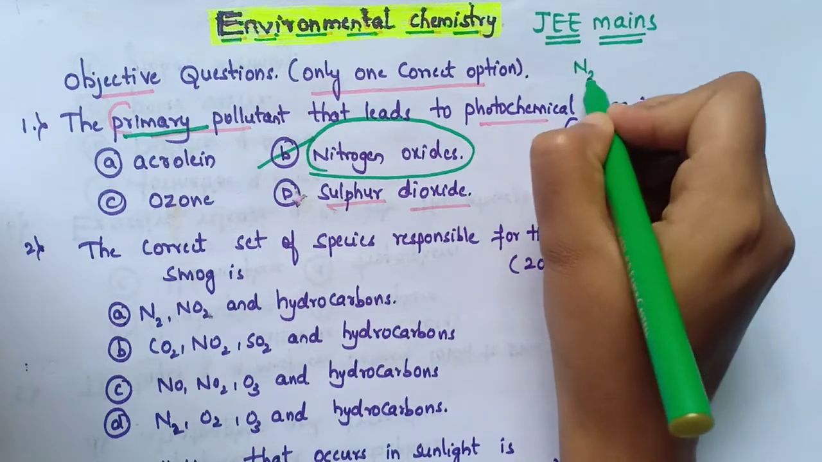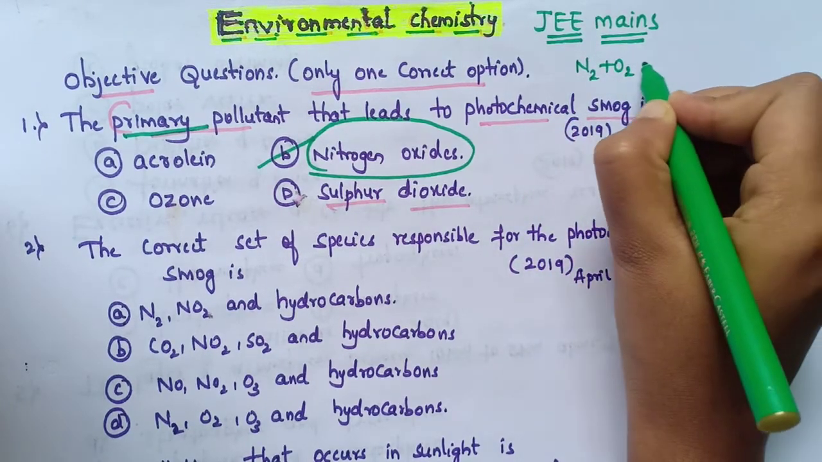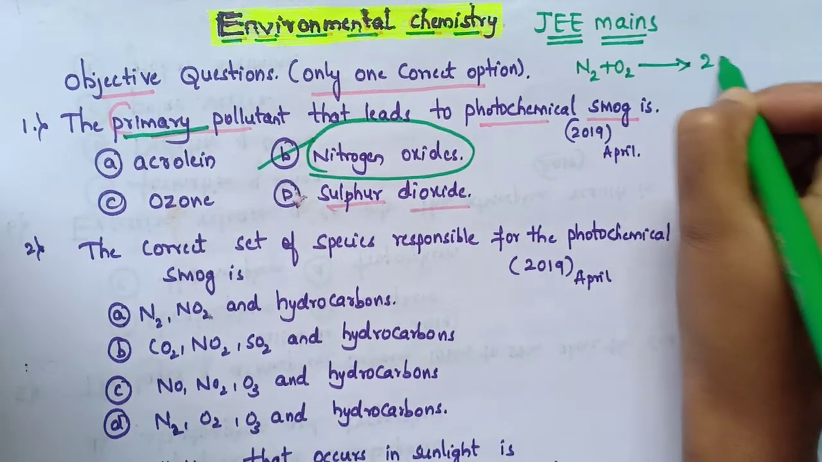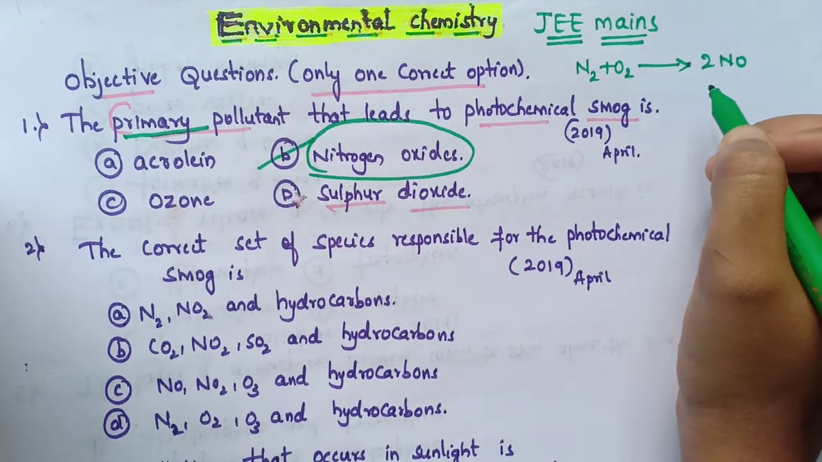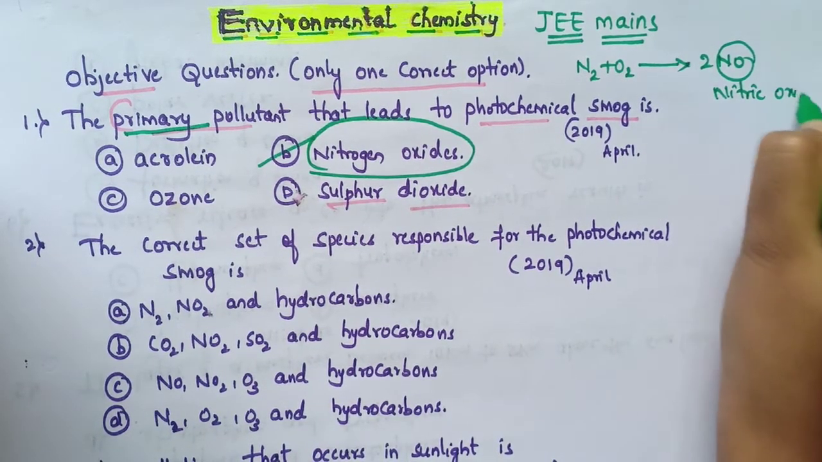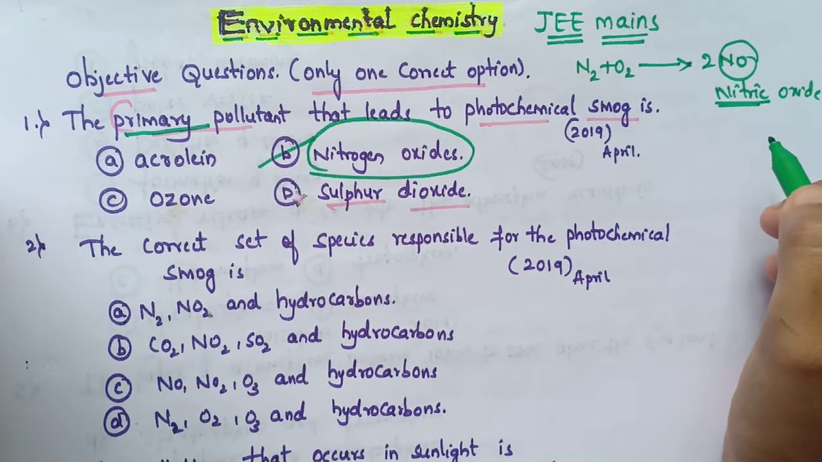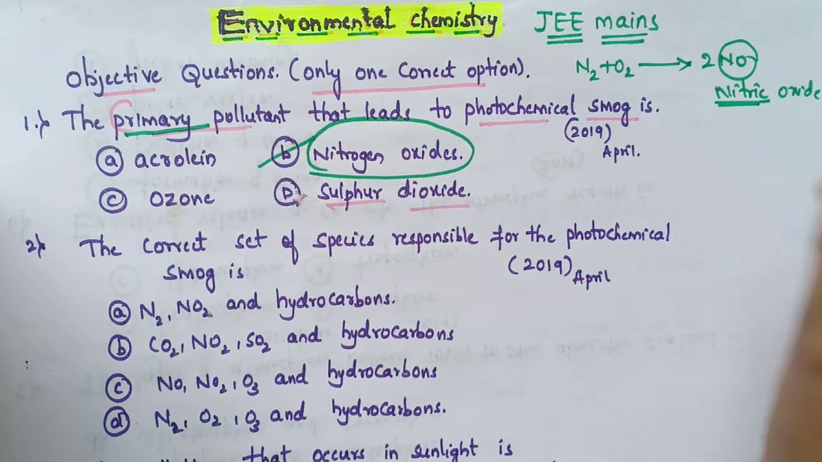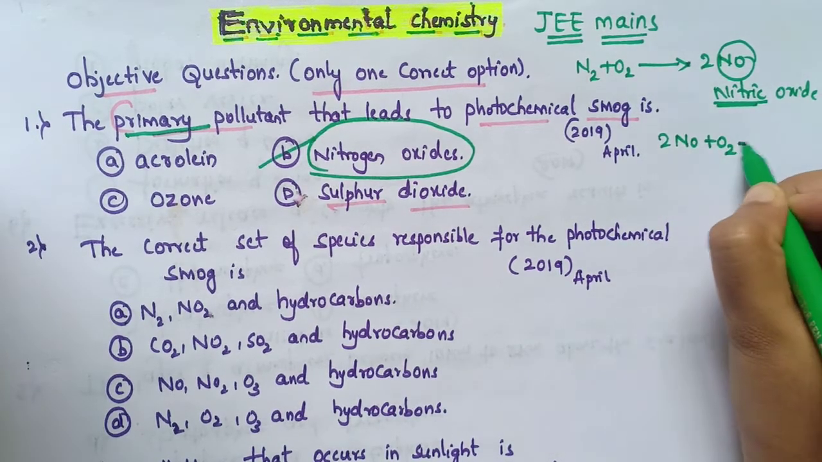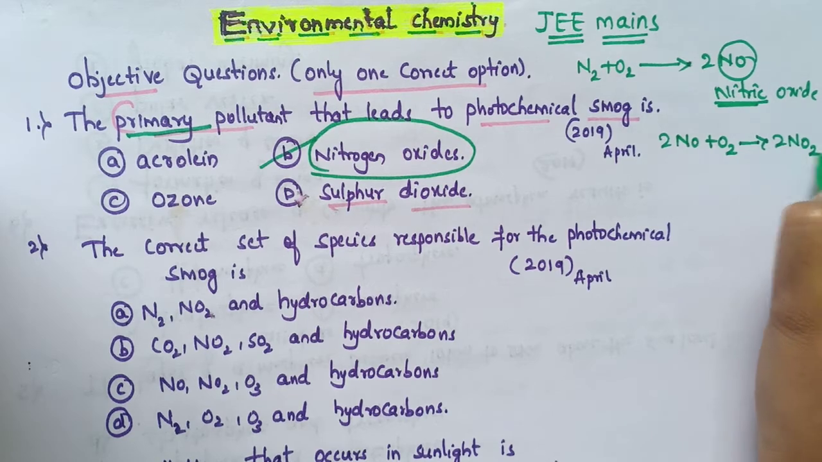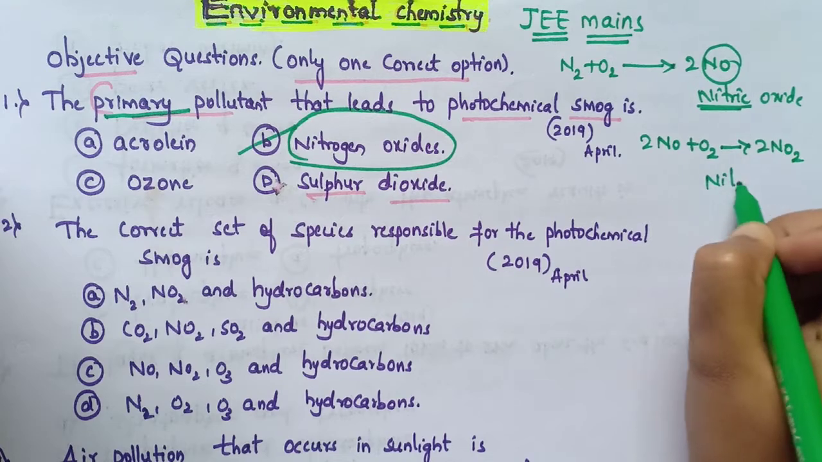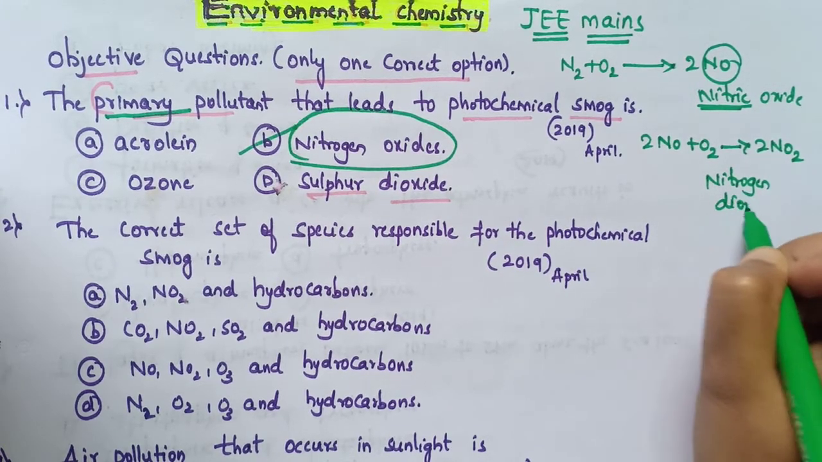When N2 plus O2 react in the petrol and diesel engines, we get 2NO, that is nitric oxide is formed here. This nitric oxide will react with the atmospheric oxygen and lead to the formation of 2NO2, that is, nitrogen dioxide will be formed.